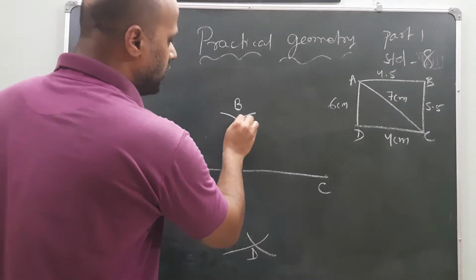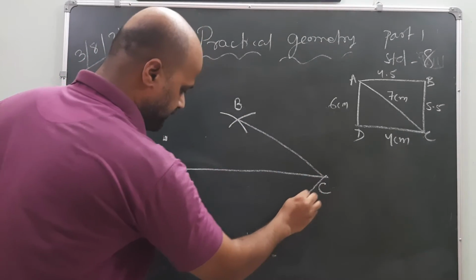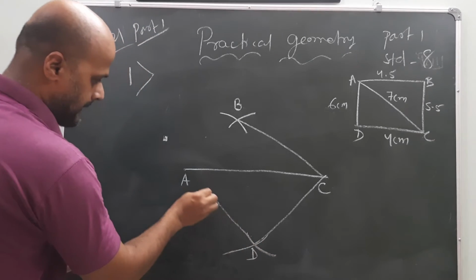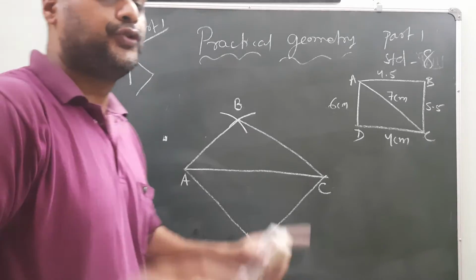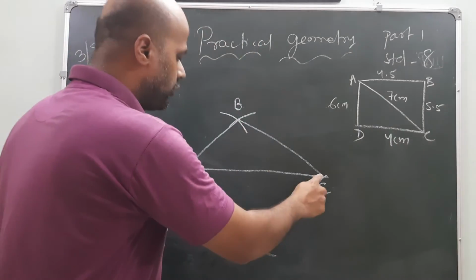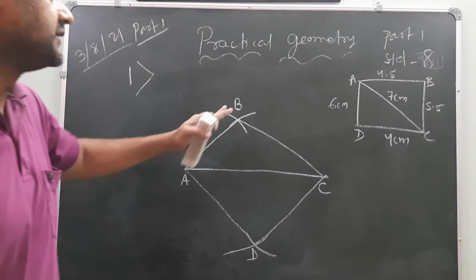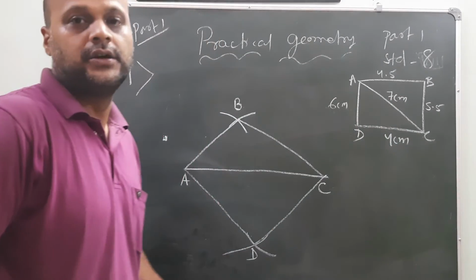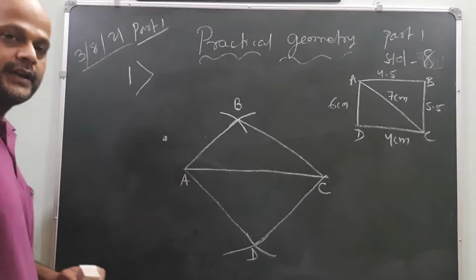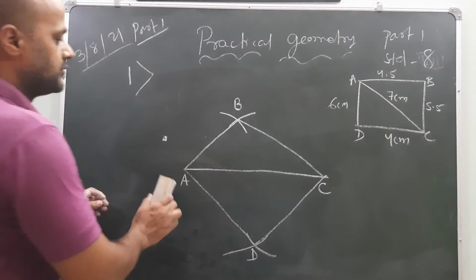Now join all the points. With the help of the scale you have to draw all those lines, my dear friends. Okay, so this is the quadrilateral drawn according to the rough sketch. This is the first one. Now understood, my dear friends? Now the second one.